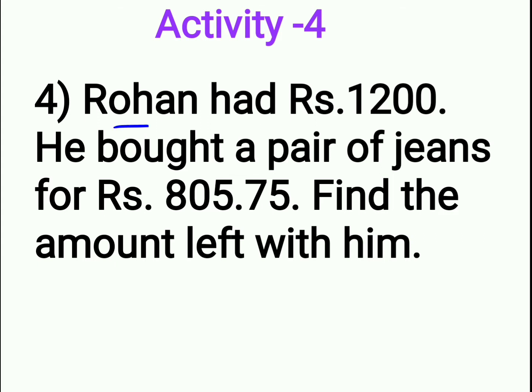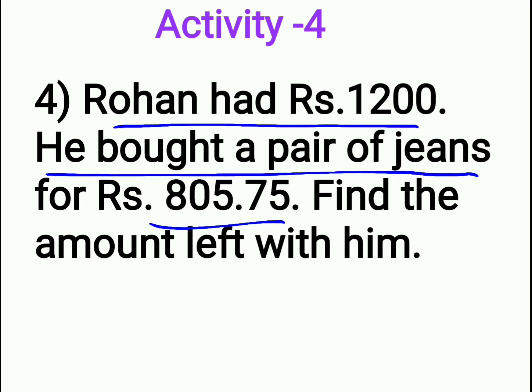Here you see Rohan had 1200 rupees in the starting. Then he bought a pair of jeans of rupees 805.75. You have to find the amount left with him. Left means you have to do minus. So the money Rohan had is rupees 1200. Then the word bought is there. So you start the line from cost of. So see how we write.